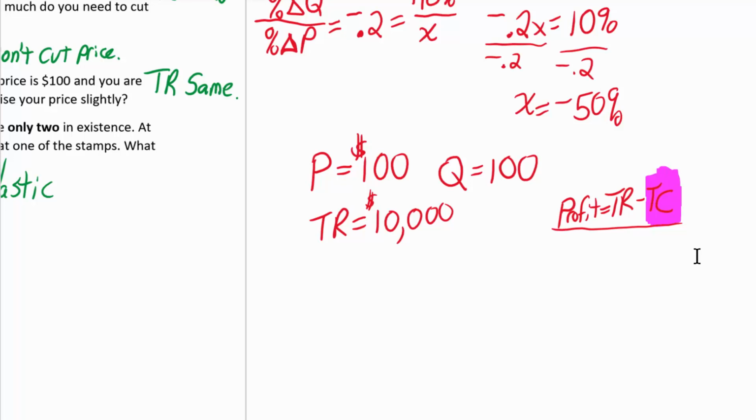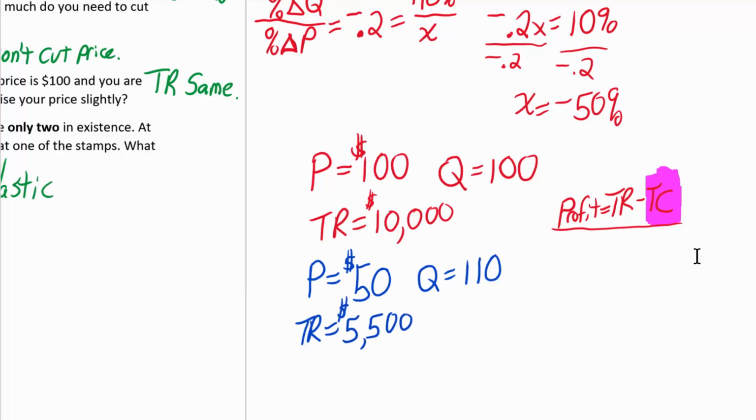So, if you sell the additional 10% of product, what's going to happen? Well, we said that you're going to have to cut your price by 50%. So your price is going to go down to $50. And you're going to sell 10% more, and it's going to be about 10% more than 100. And so your total revenue is now going to be 50 times 110, which is $5,500.